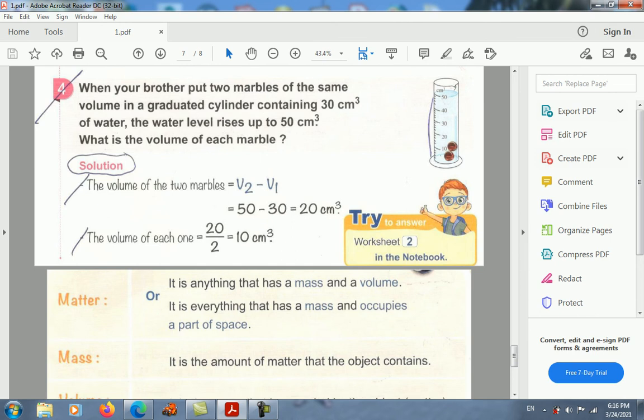4. When your brother puts 2 marbles of the same volume in a graduated cylinder containing 30 centimeter cube of water, the water level rises up to 50 centimeter cube. What's the volume of each marble? Solution: the volume of the 2 marbles equals V2 minus V1, which is equal to 50 minus 30, equals 20 centimeter cube. So the volume of each one equals 20 divided by 2, divided by their number. So this is equal to 10 centimeter cube.